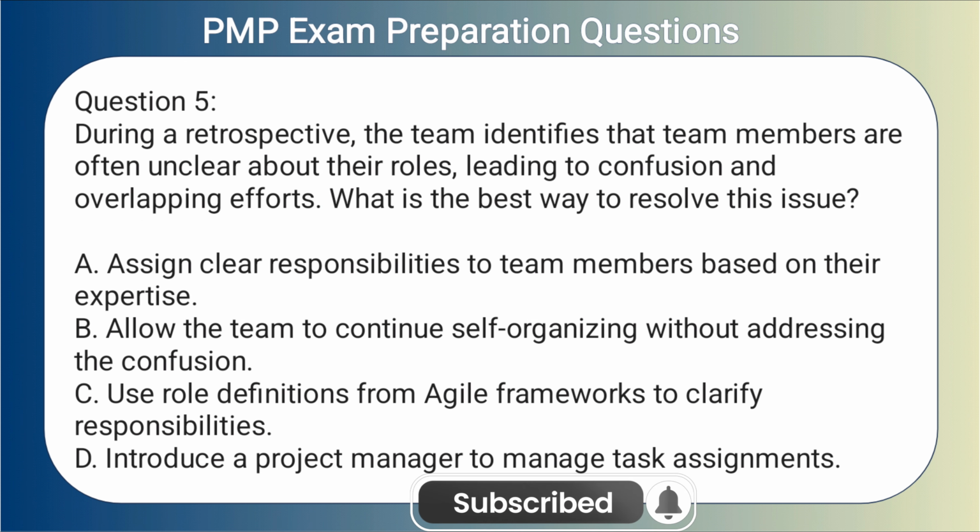During a retrospective, the team identifies that team members are often unclear about their roles, leading to confusion and overlapping efforts. What is the best way to resolve this issue?